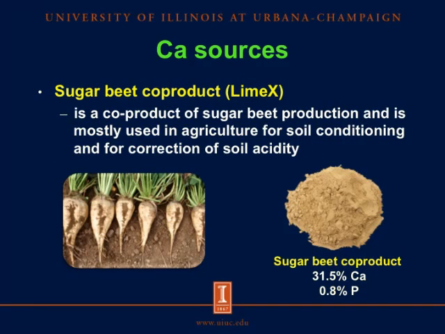Sugar beet coproduct is a coproduct of sugar beet production and is mostly used in agriculture for soil conditioning and for correction of soil acidity. The product that we used in this experiment is commercially known as Limex, and it contains 31.5% calcium and 0.8% phosphorus.